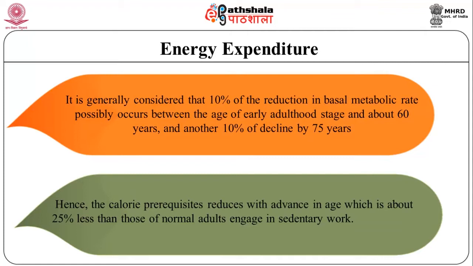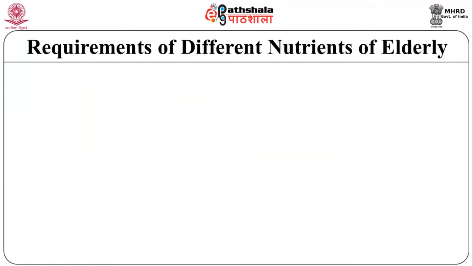Hence, the calorie requirement reduces with the advancement in age, which is about 25% less than that of the normal adult engaged in sedentary work. As per ICMR, the recommended calorie requirement for the elderly male and elderly female is 1800 kilocalories and 1400 kilocalories respectively.